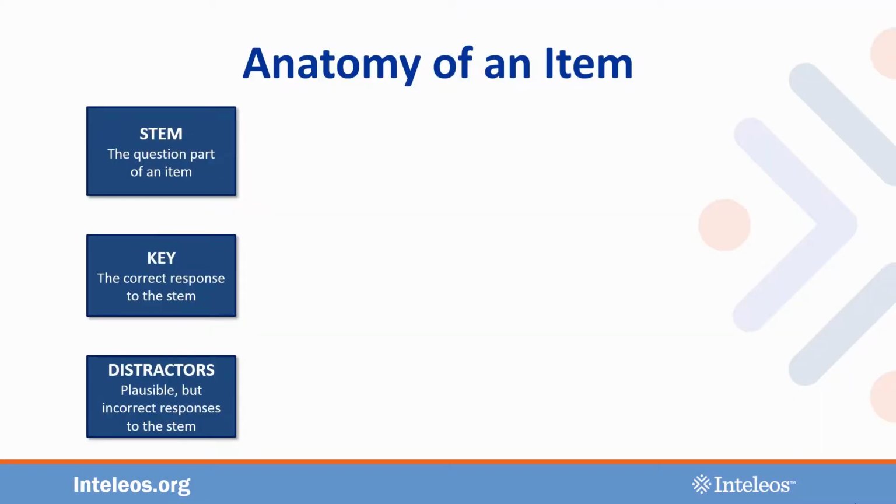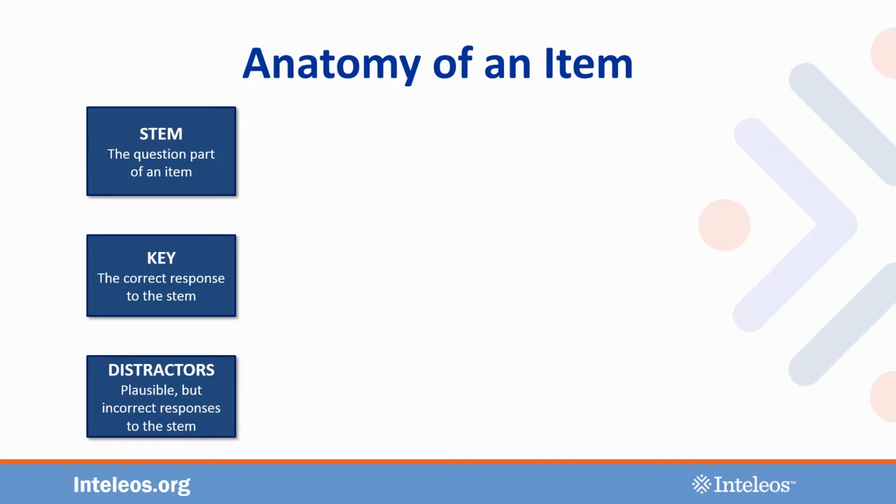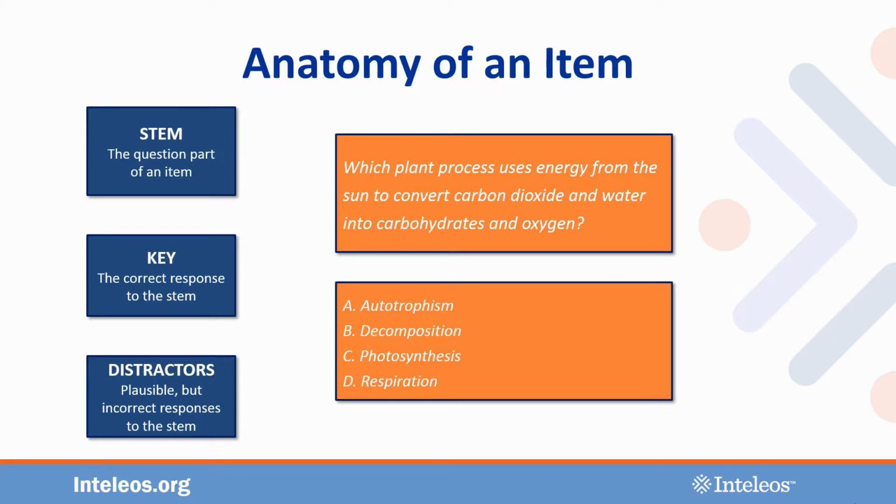All multiple-choice items on Intellius exams have the same structure. The first part of the question is called the stem, and it should be written as a question. Great stems are constructed such that upon reading the stem, if you have mastered the content, you'll know the answer. Let's look at one. Which plant process uses energy from the sun to convert carbon dioxide and water into carbohydrates and oxygen? You may have already figured out that the process described in this stem is called photosynthesis.